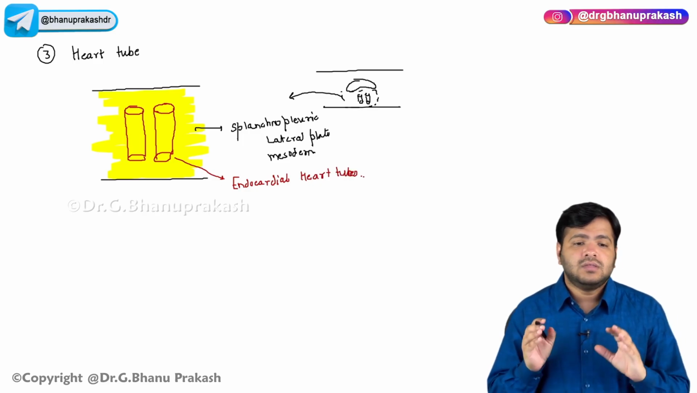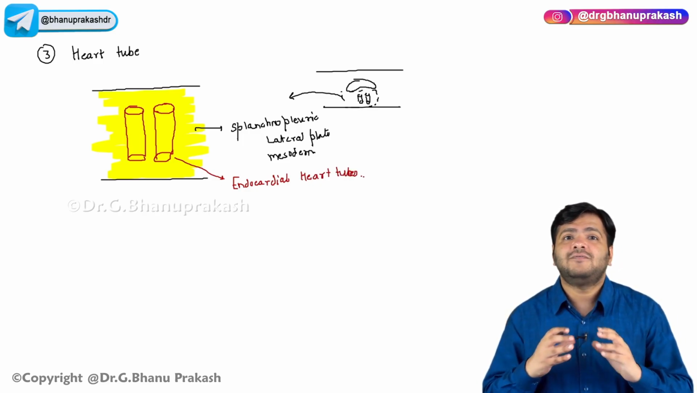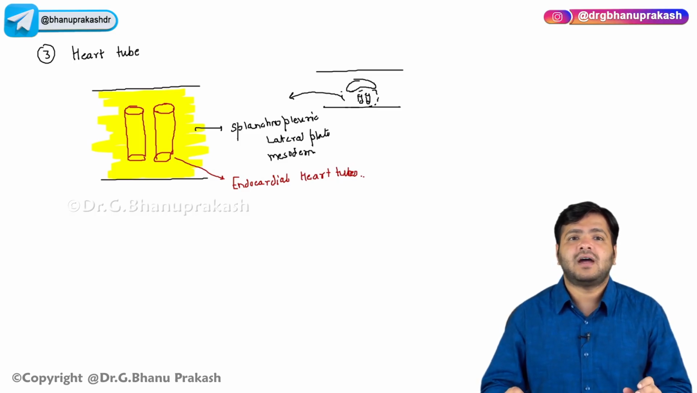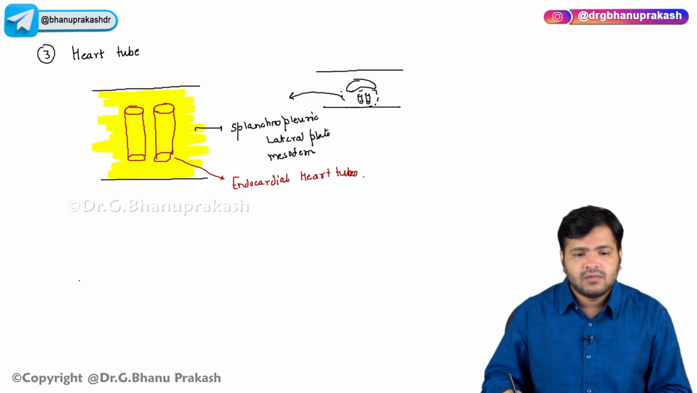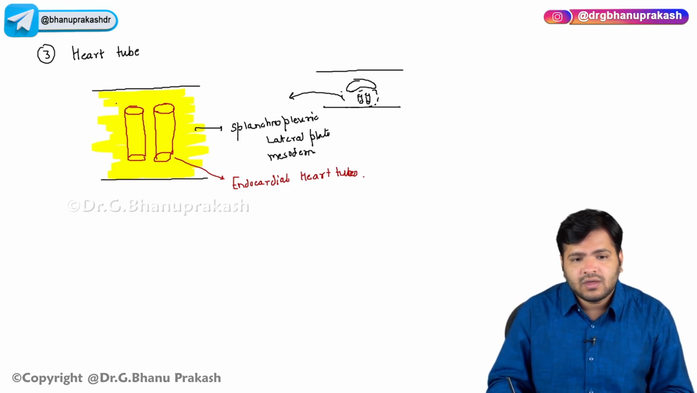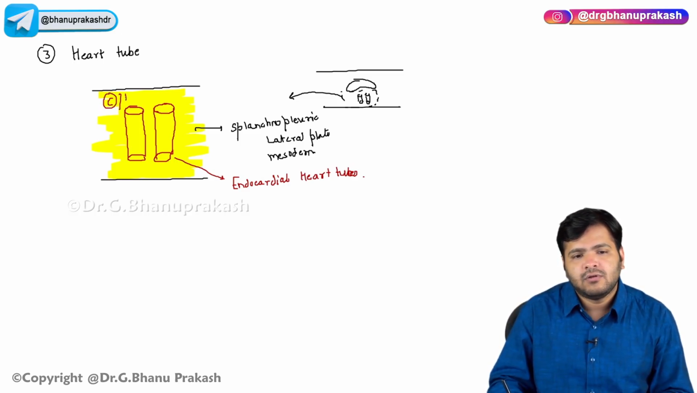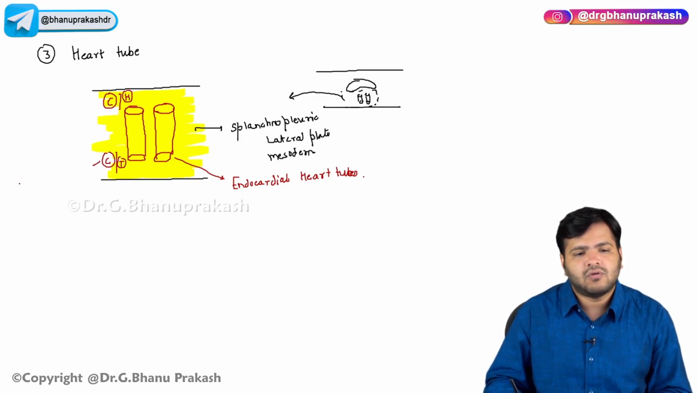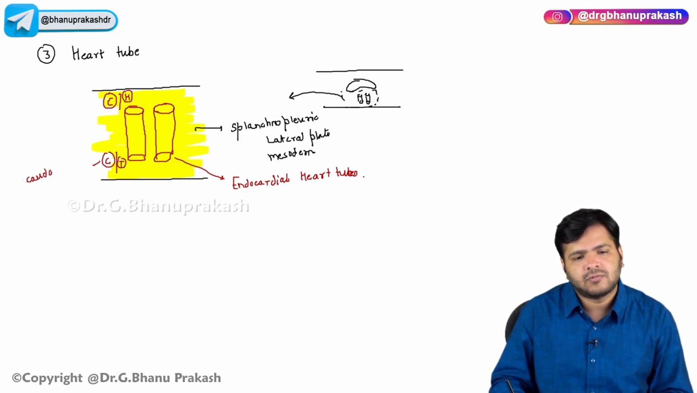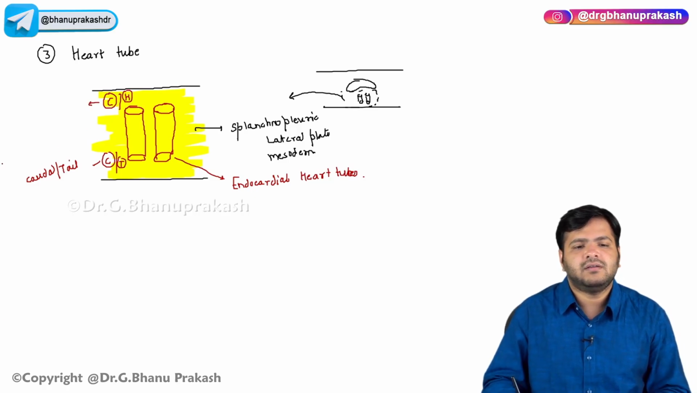Now, these two heart tubes will start fusing with each other, okay. So let us suppose this is the cranial end, the head end, and this is the caudal end, or the tail end, right.